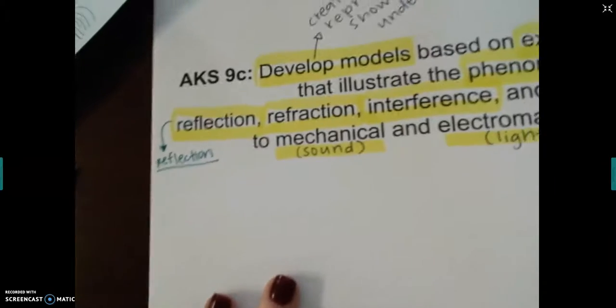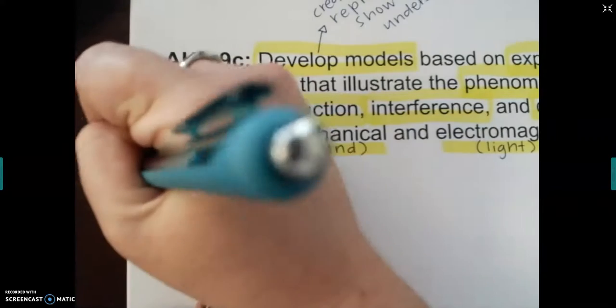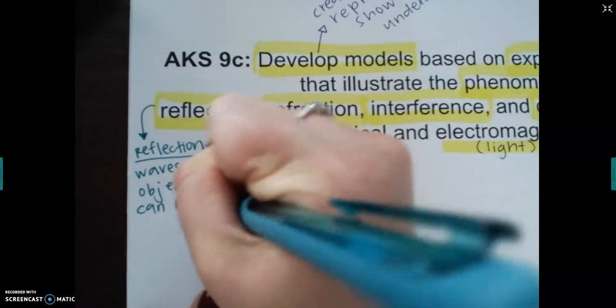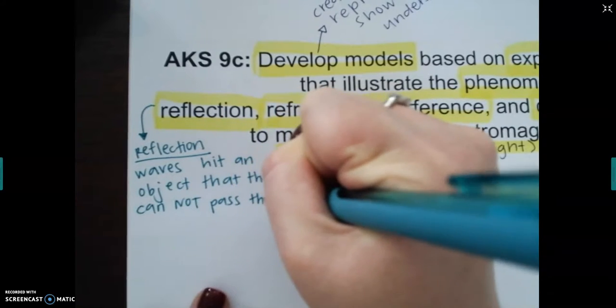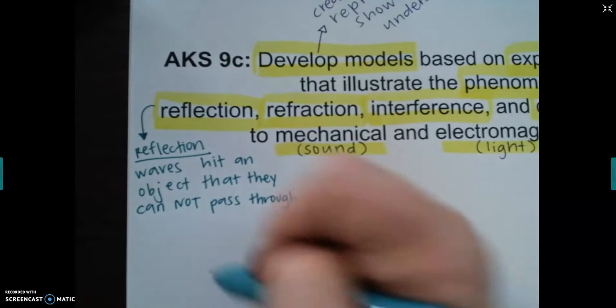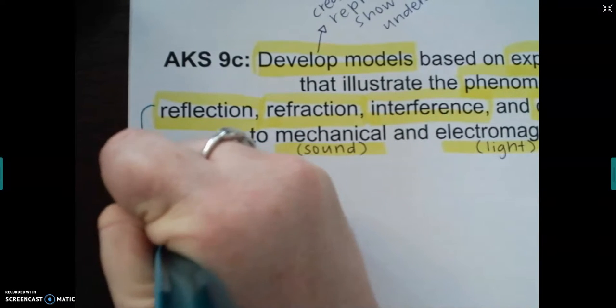I'm going to zoom in just a little so it's a little easier for you to see. All right, so reflection is going to occur when waves hit an object that they cannot pass through. We know that certain materials that are transparent or translucent will potentially allow light to pass through, but objects that are opaque are not going to allow that to happen. They're either going to absorb the light or they're going to reflect it. So when it hits that object that it cannot pass through, it's going to either be absorbed or it's going to be reflected. And if it's reflected, it's going to bounce off of that object.